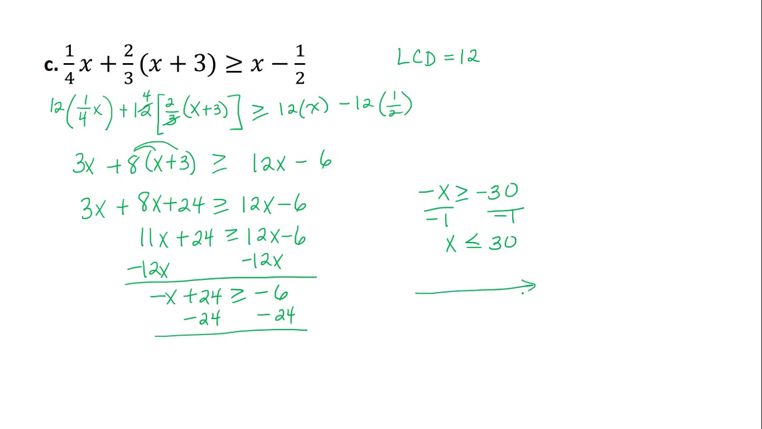On a graph, we represent this as shading to the left of 30 and a bracket on 30. So the interval notation is open parenthesis, negative infinity, comma, 30, close bracket. The set builder notation is written as a set of x such that x is less than or equal to 30.